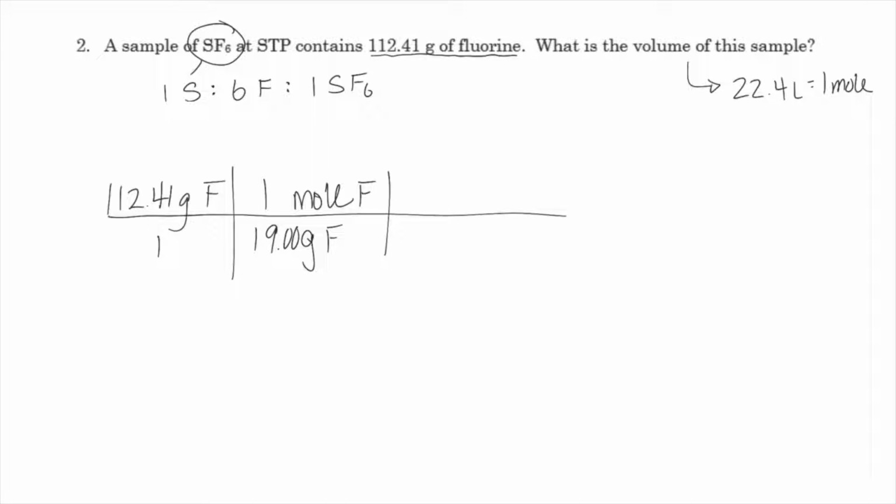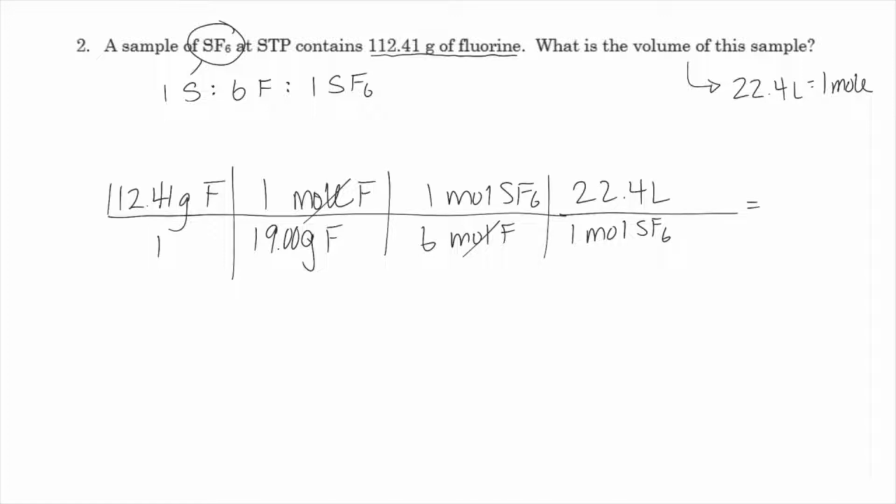Now that I know how many moles of fluorine I have, I can figure out how many moles of SF6 I have, because for every 6 moles of fluorine I have 1 mole of SF6. That cancels. And now I can get to volume of SF6 because I know that 1 mole of any gas at STP occupies 22.4 liters. And so moles of SF6 cancel, grams of fluorine cancel, and then I multiply this out and I get 22.1 liters of SF6.